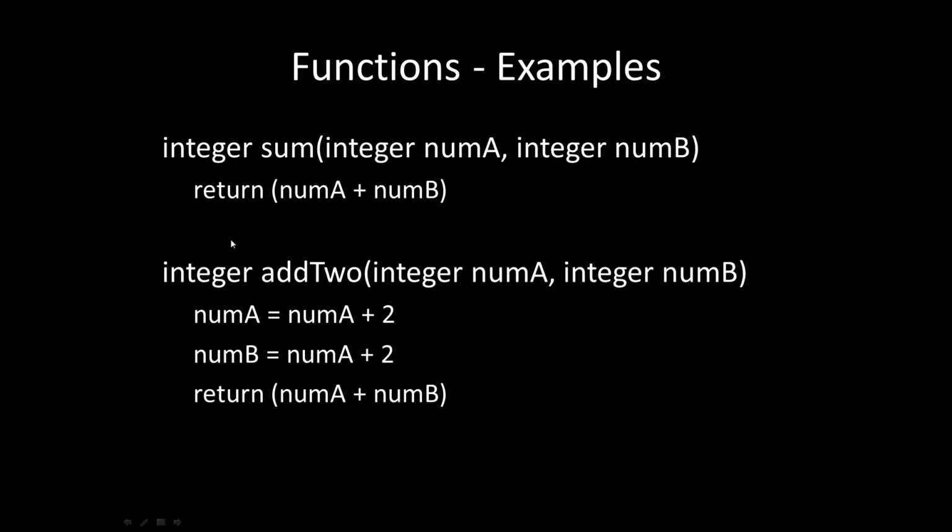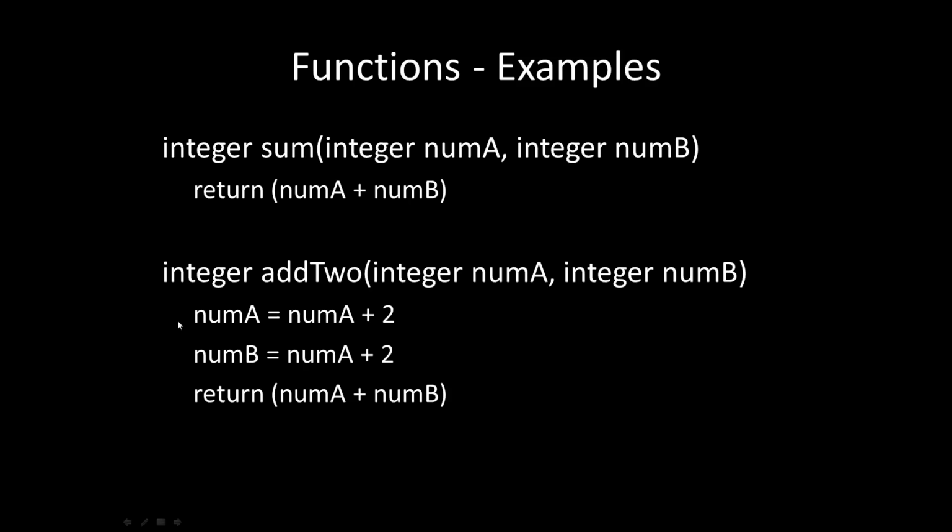So for example, here in the top we have a function called sum of return type integer. It takes two arguments in its parameters, num A and num B, and then it will return their sum. Here in the bottom though, we have another example. We have a function called add2. It's of type integer, so it returns an integer, and then it has the same two parameters. However, the instruction set is longer.